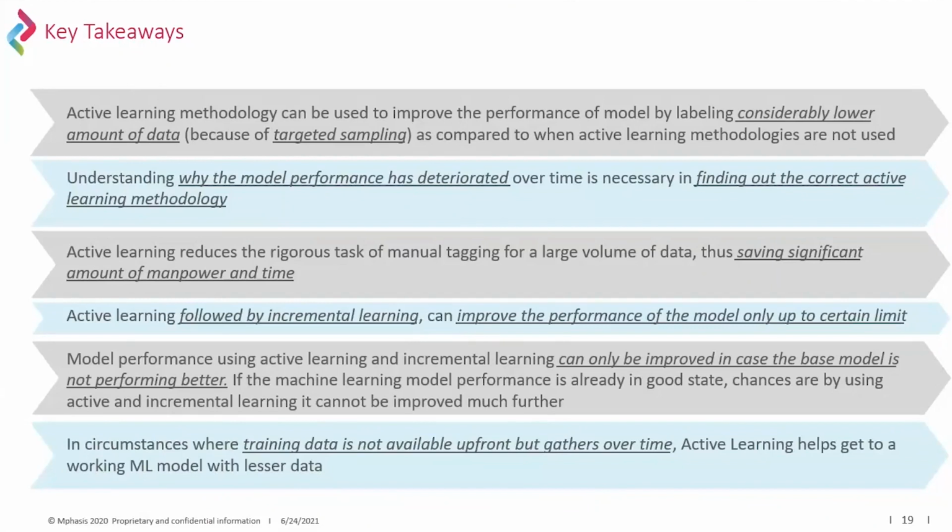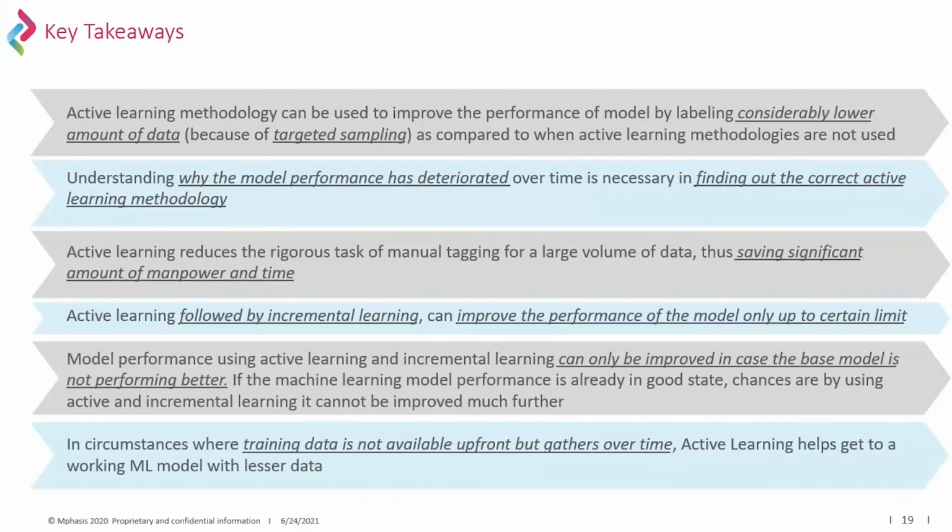One more point to note is that active learning by itself will not help you improve the model performance, because it only helps you select the right data points to be labeled at priority. But once you have labeled them and have them ready, then you need to use incremental learning to train your model incrementally and improve its performance.